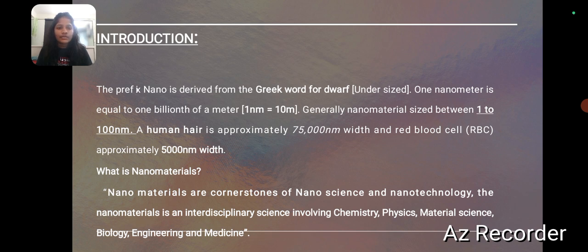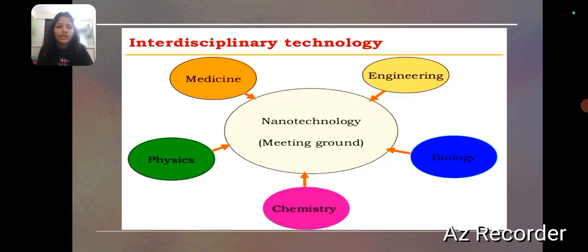What is nanomaterials? Nanomaterials are cornerstones of nanoscience and nanotechnology. Nanotechnology is an interdisciplinary science involving chemistry, physics, material science, biology, engineering, and medicine. Interdisciplinary technology: nanotechnology, engineering, biology, chemistry, physics, medicine.